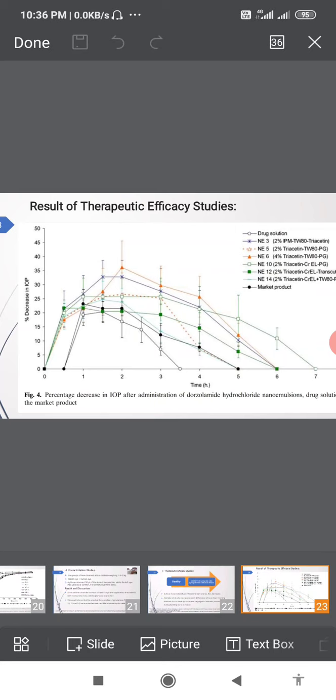And as we can also see, the drug solution and market product have a duration of action until 3 or 4 hours, while all the nanoemulsions which are used for therapeutic efficacy have a duration of action around 5 to 7 hours. So we can say that all the nanoemulsions have a prolonged therapeutic efficacy as compared to the drug solution and market product.